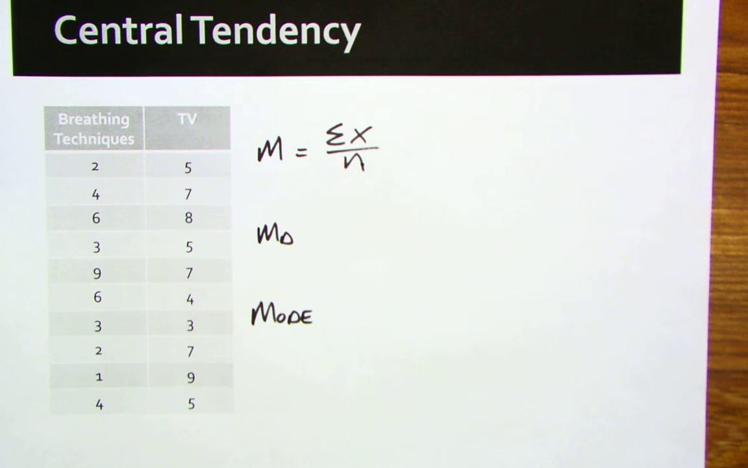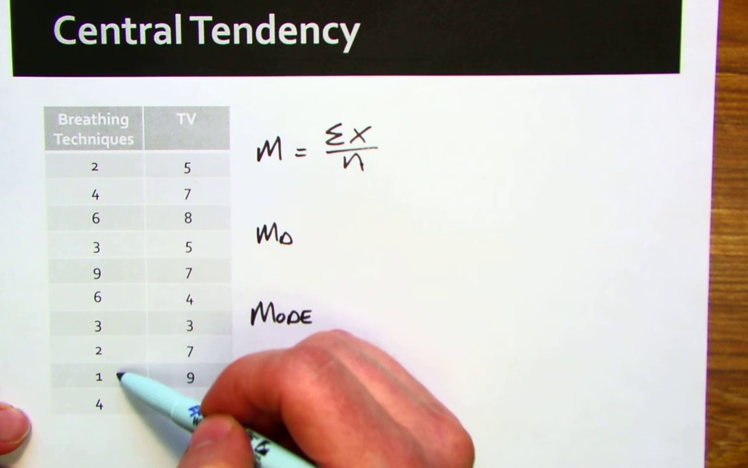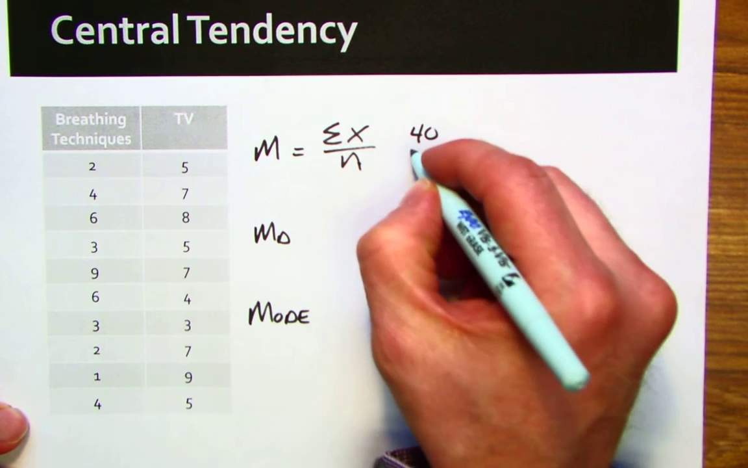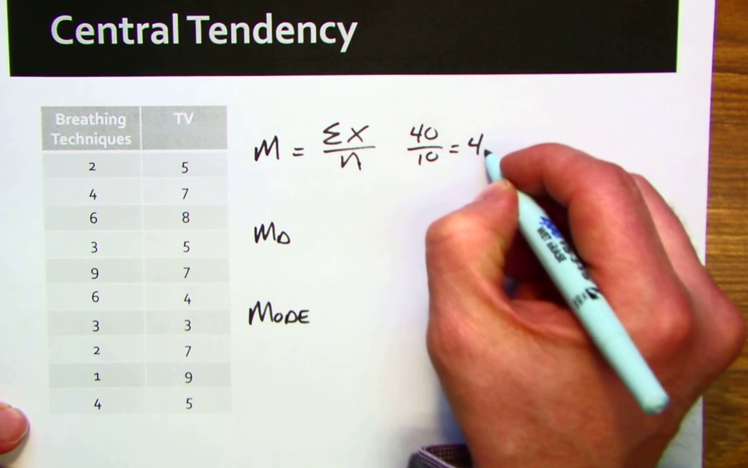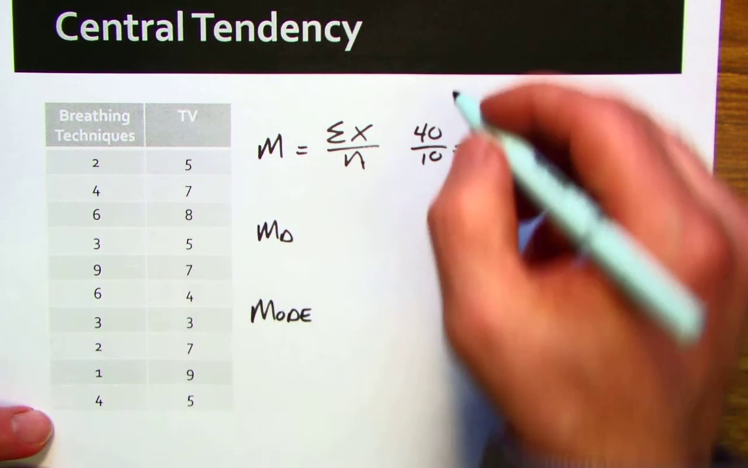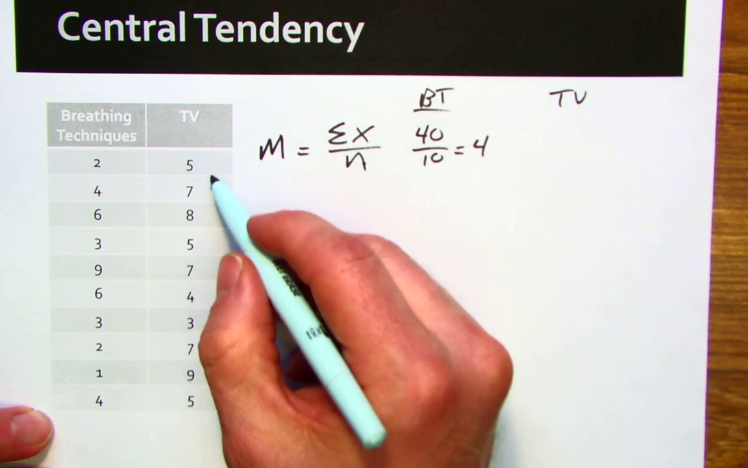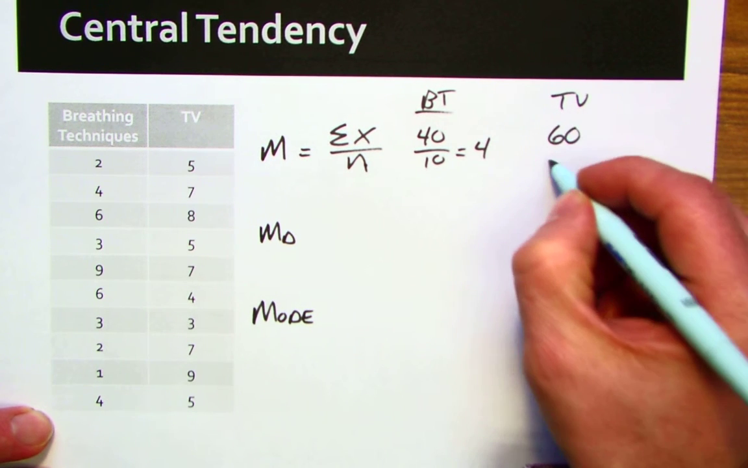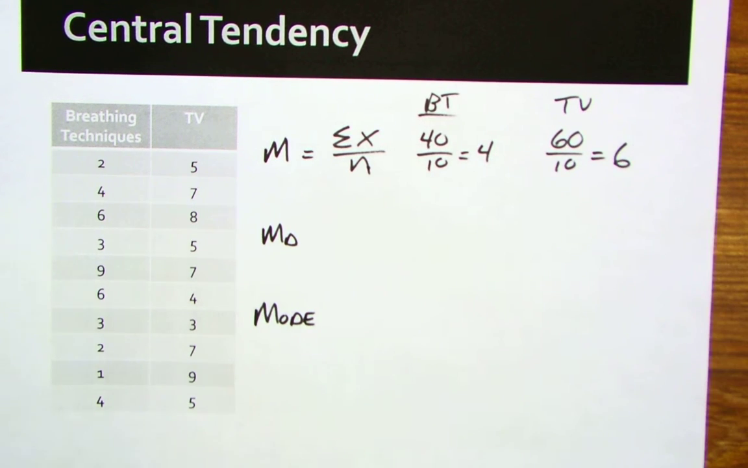So the example that we have for the breathing techniques, if we were to calculate this, we add up all these scores together, and as you do that, it'll add up to 40. Divided by, and then we've got 10 subjects here. And so the mean is 4. For our TV group, if you add up all these scores here, it adds up to 60. Divided by, again, 10 participants, and our mean is 6.